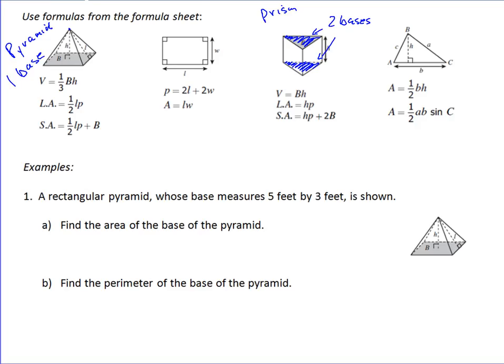The bases of pyramids and prisms can be different things. The most common ones are rectangles, squares, and triangles. And therefore we have the formulas for the areas of those shapes here as well. And mind you, the prism is shown as a triangular prism here, but we also have rectangular prisms as well.